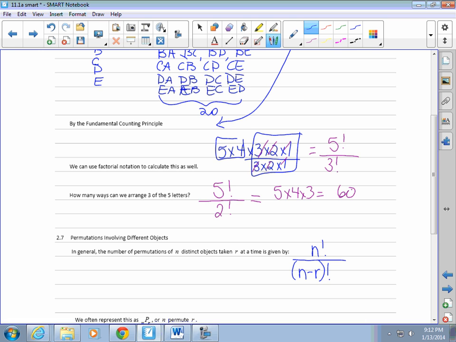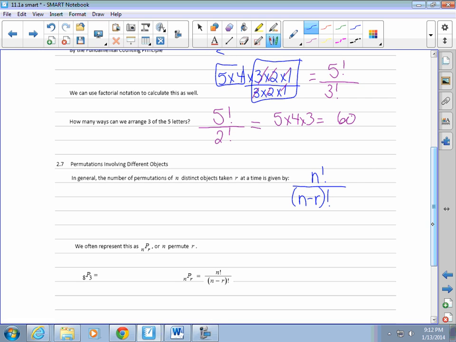So it says underneath there, we often represent this as nPr or n permute r. So n permute r looks exactly like this. n permute r is equal to n factorial over n minus r factorial.